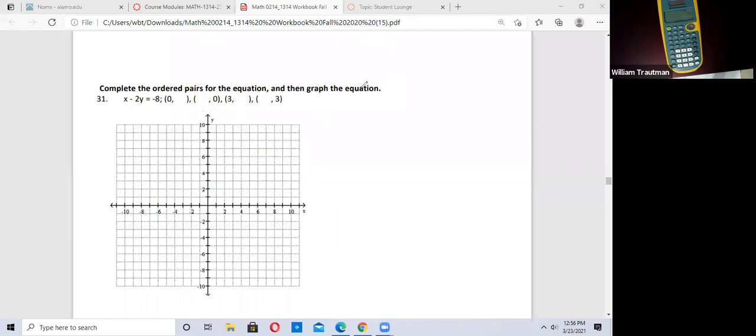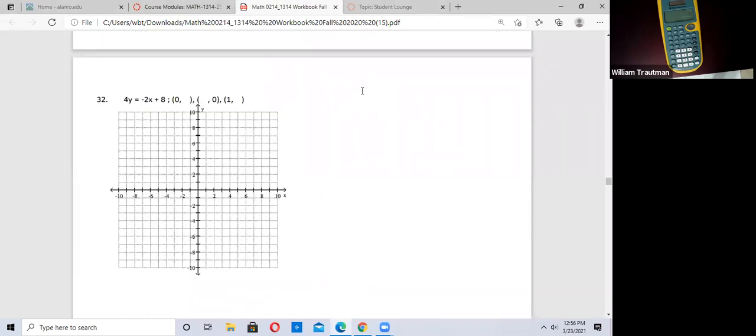And that was number 31. Number 32 is also on my list, which means the same type of problem is twice on the test. Here's the equation. So you're going to have two of these exact same type of questions. We have 4y equals negative 2x plus 8. And first they tell us, put a 0 in the x and find y.